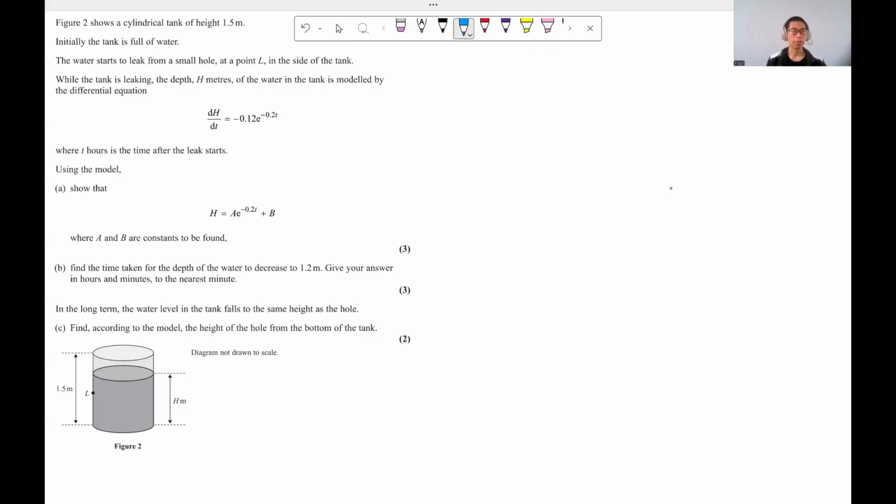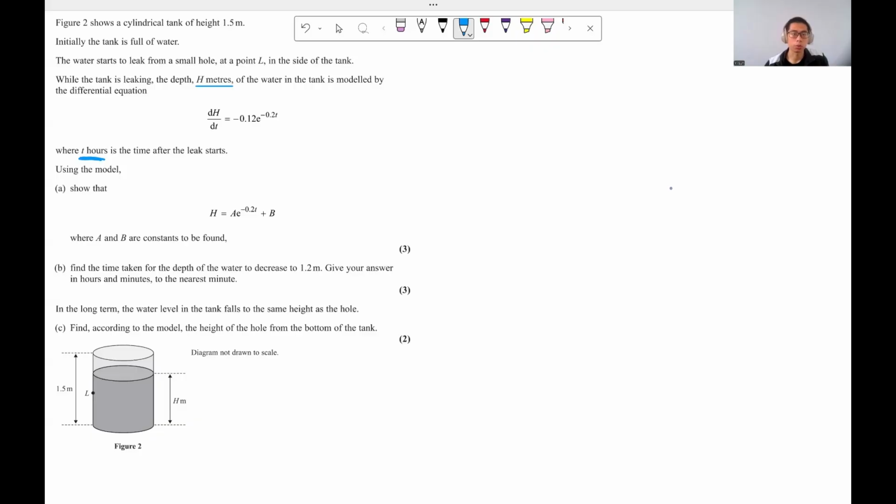While the tank is leaking, the depth H meters of the water in the tank is modeled by the differential equation dH over dt equal to negative 0.12 e to the power negative 0.2 t, where t hours is the time after the leak starts. So be careful with all the units. So t is in hours and H is in meters. And then using the model, (a) show that H equals A e to the power negative 0.2 t plus B, where A, B are constants to be found.